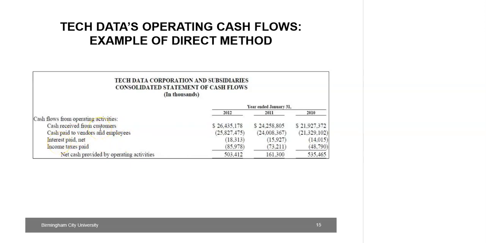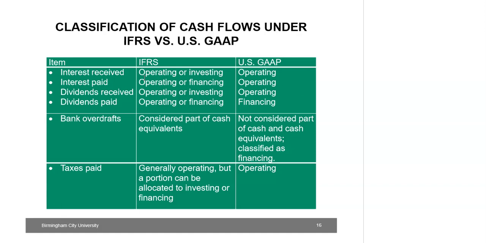Remember that Tech Data is a US GAAP reporting company and that the US GAAP require interest paid to be presented in operating activities, while the IFRS allow it to be reported as a financing activity or an operating activity. Here we summarize the key differences for classification of cash flows under IFRS and the US GAAP. Most significantly, IFRS allow more flexibility in reporting different items such as interest paid or received as well as dividend paid or received in comparison to the US GAAP.